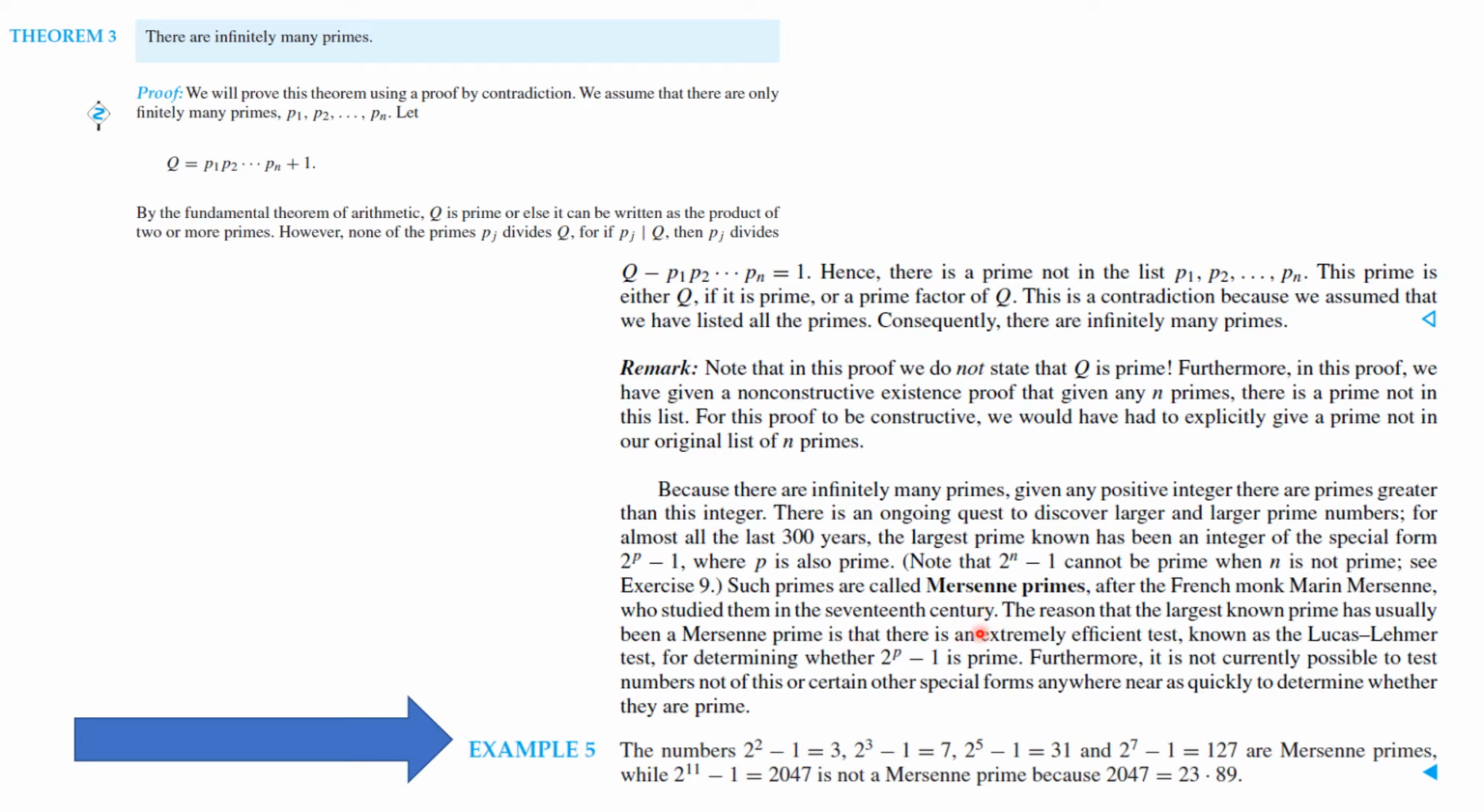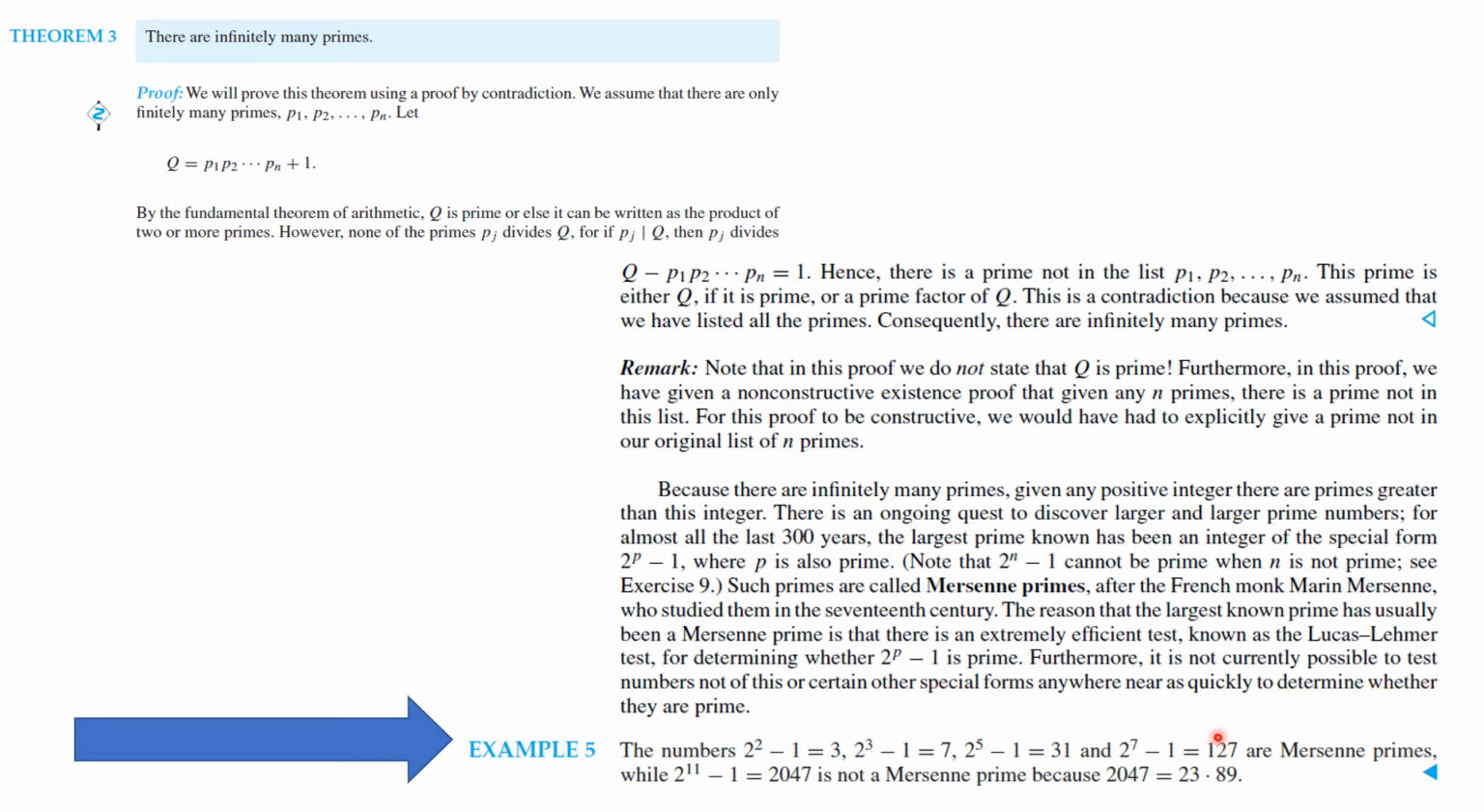He studied them a lot, and he also was a collection point for a lot of great mathematicians. They came and talked to him. The reason that the largest known prime usually has been a Mersenne prime is that there is an extremely efficient test, known as the Lucas-Lehmer test, for determining whether this is prime.